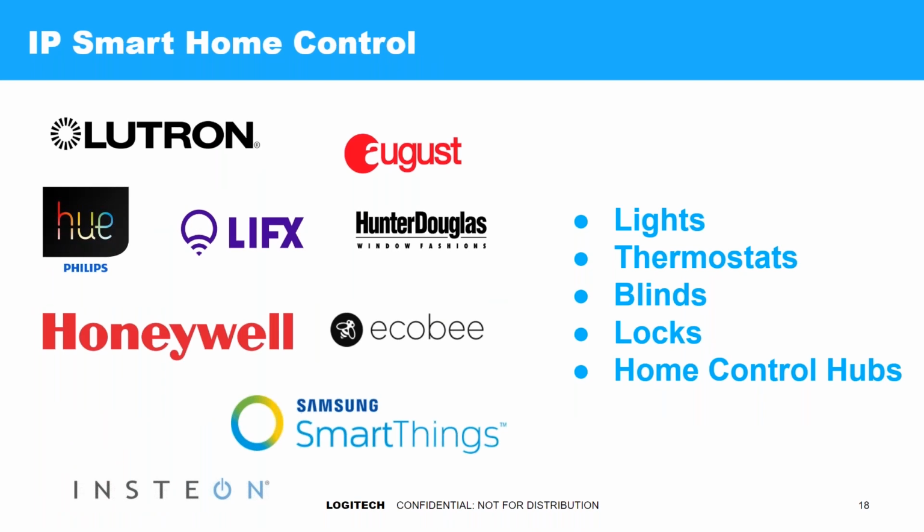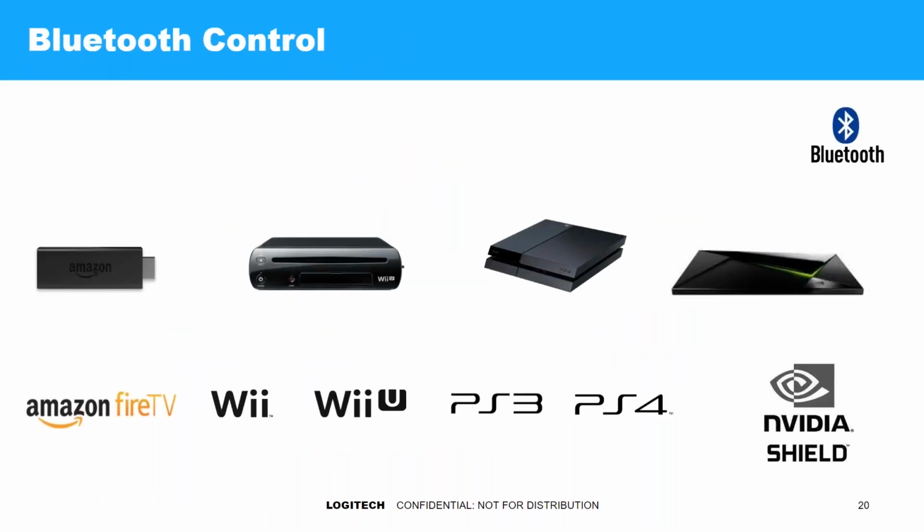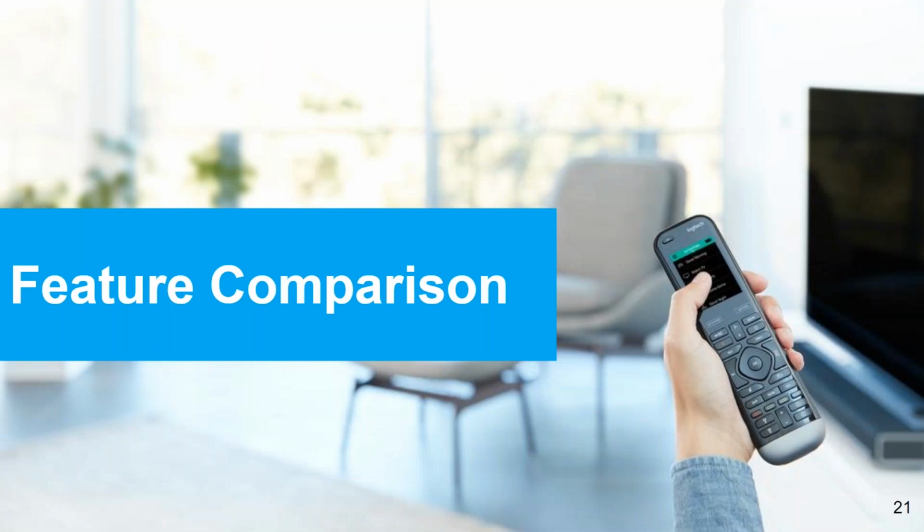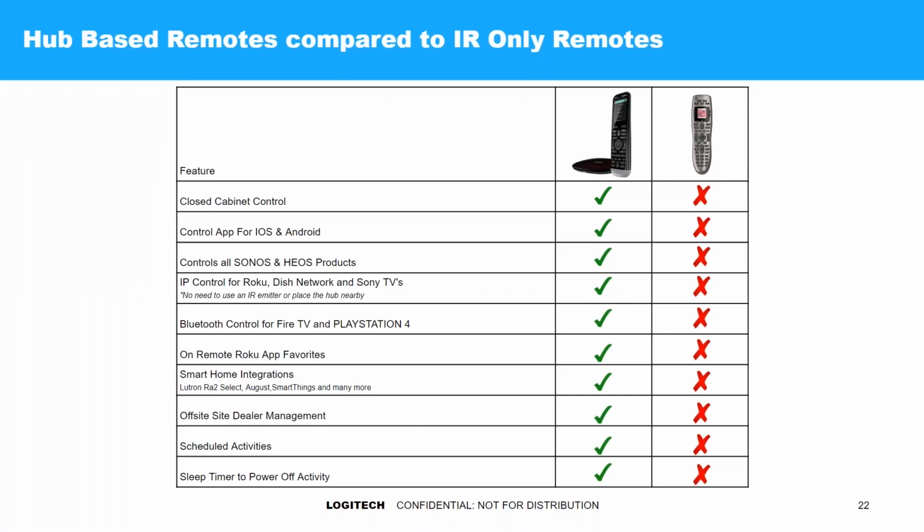Also, control for Lutron, LIFX, Samsung SmartThings. Again, we work with Lutron Caseta, but also the RadioRA 2 Select, which is a great solution for smart lighting and your shades. And also the hub-based products have Bluetooth, so they can control a Fire TV that may not even have IR, or a PlayStation 4, for example. All these products that you're looking at can't even be controlled through IR in most scenarios. So this is a great opportunity where that hub-based product is really giving you the benefits.